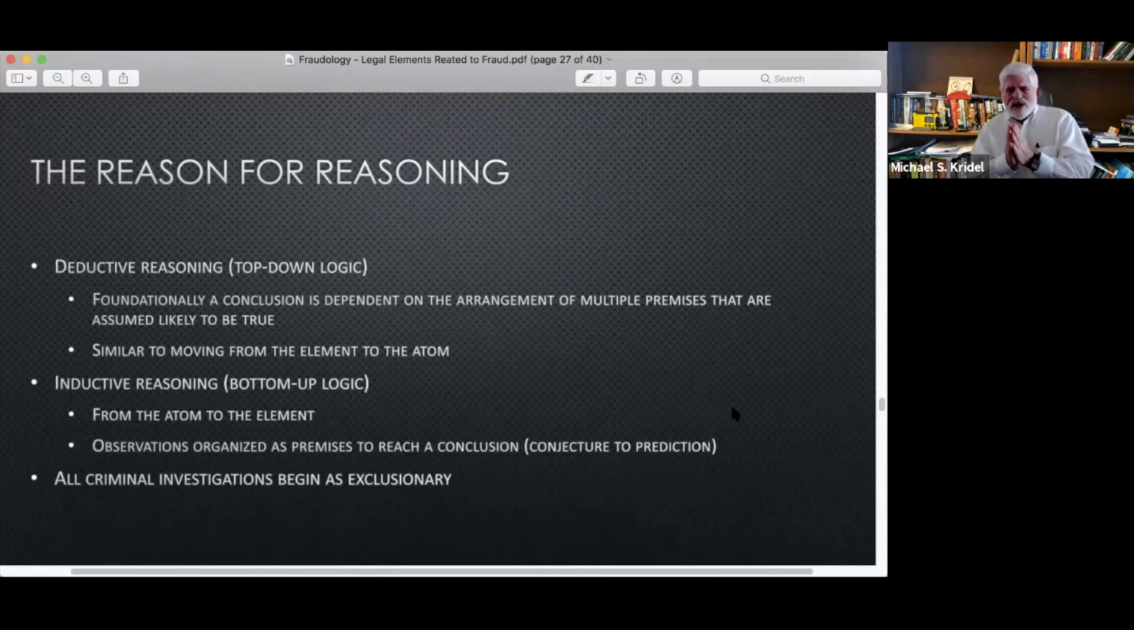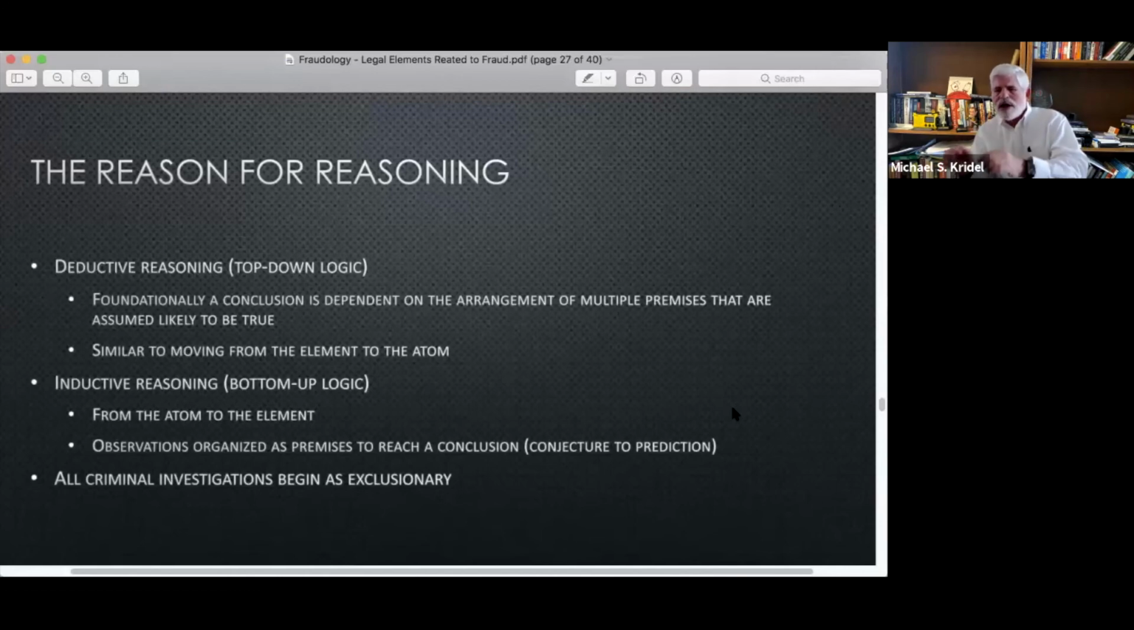You need, as an investigator, I don't care who you are and what you're investigating, you need to understand the difference between deductive and inductive reasoning. Deductive reasoning is top-down logic. It's foundationally a conclusion that is dependent on the arrangement of multiple premises that are assumed likely to be true.